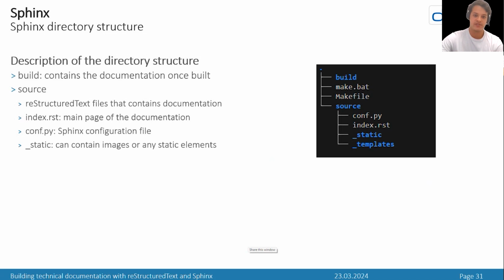We have the static directory in which we can put images or any static elements. The HTML for the draw.io diagram, for example, was in this directory in my previous example. And we also have the templates directory that can contain Jinja templates, because we can also generate parts of the documentation using Jinja, which can be quite powerful when we have very complex use cases.